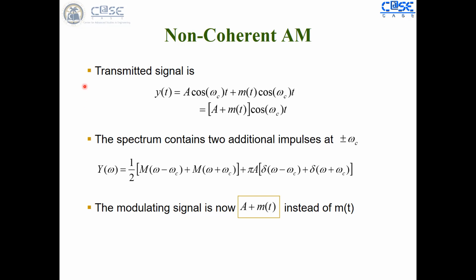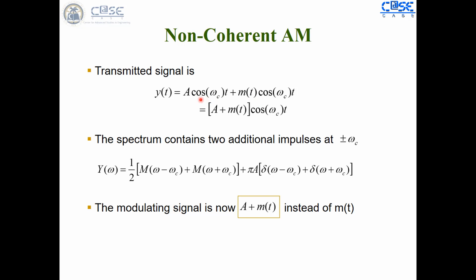So what's the theory behind non-coherent amplitude modulation? It's a very simple procedure. If you see these equations there, all we do is transmit the carrier term along with the modulated term. If you see this first equation there, this y of t is the modulated signal, non-coherent modulated signal. There are two terms present in this equation.